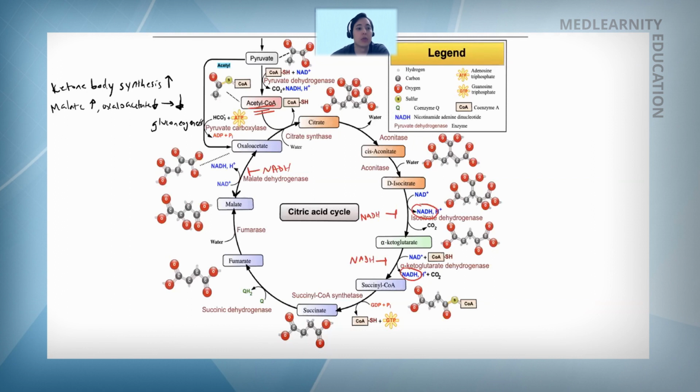Another consequence of this whole pathway being backed up, and again, we're all tracing this back to this elevated NADH level, is that acetyl-CoA is the substrate for producing fatty acids. So ketone biosynthesis increases. Acetyl-CoA through the rate-limiting enzyme acetyl-CoA carboxylase will lead to fatty acid synthesis. So actually, if you were to measure the fatty acid levels in this patient, they would be elevated.